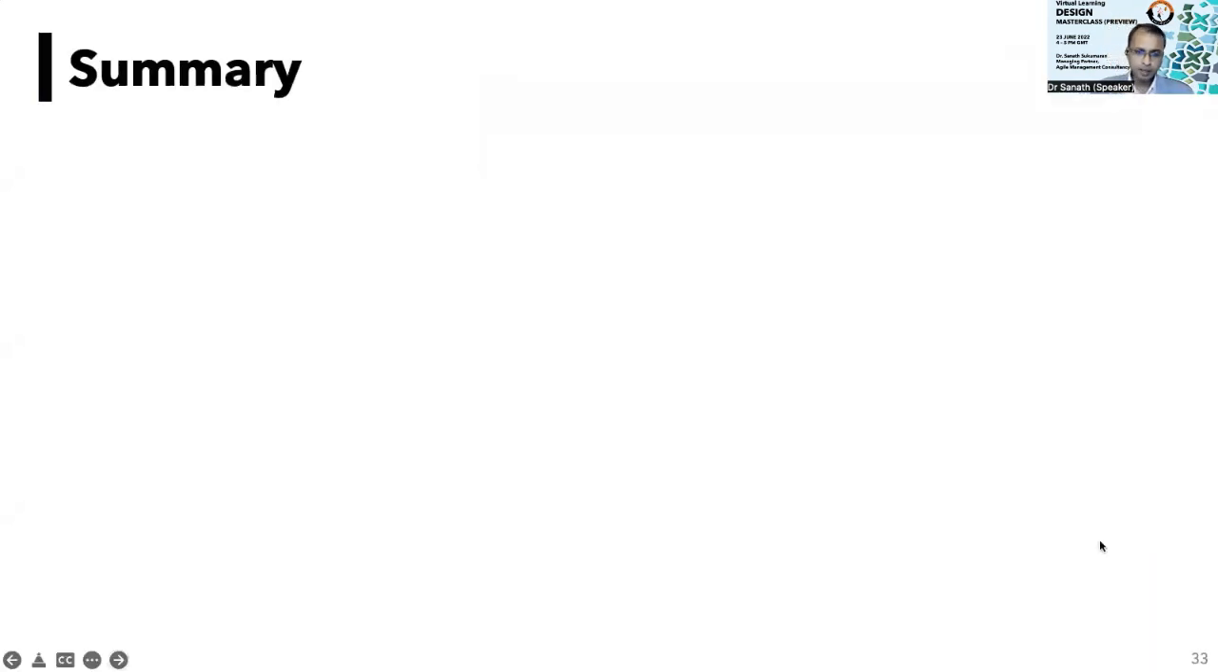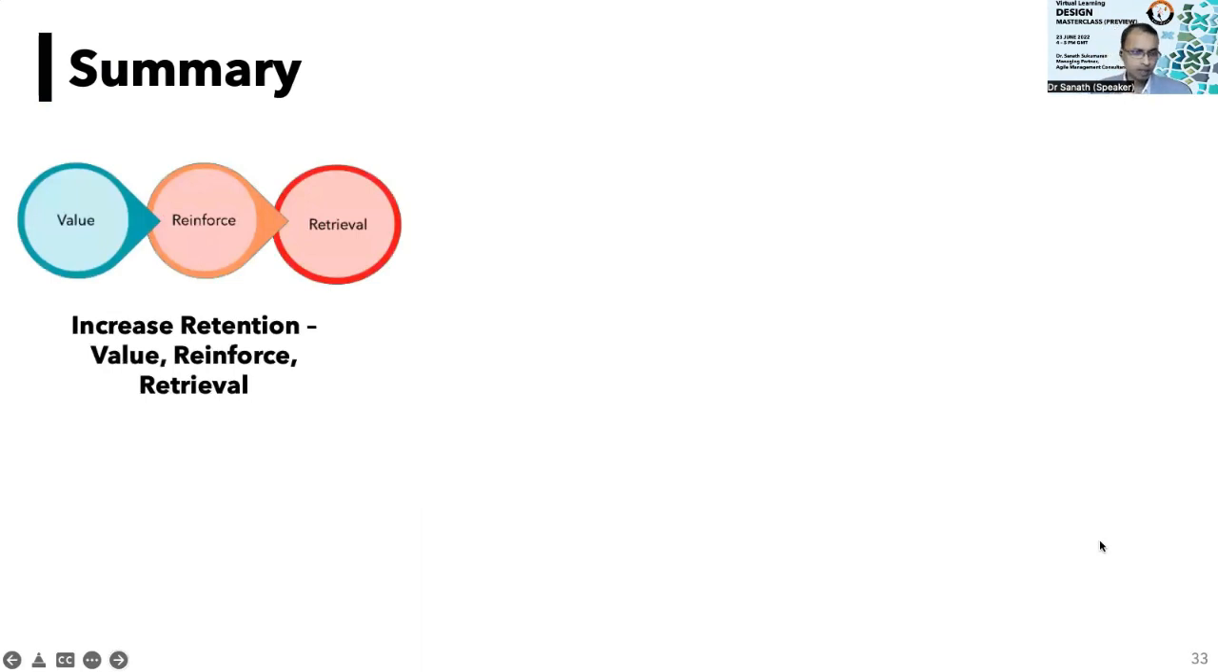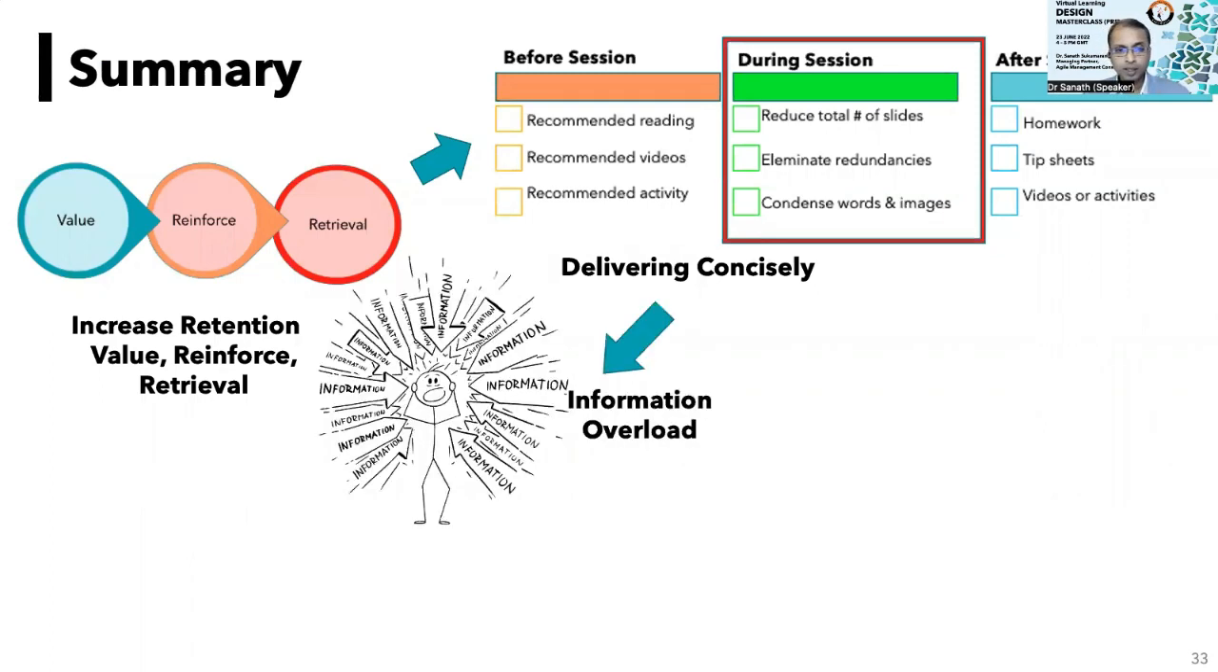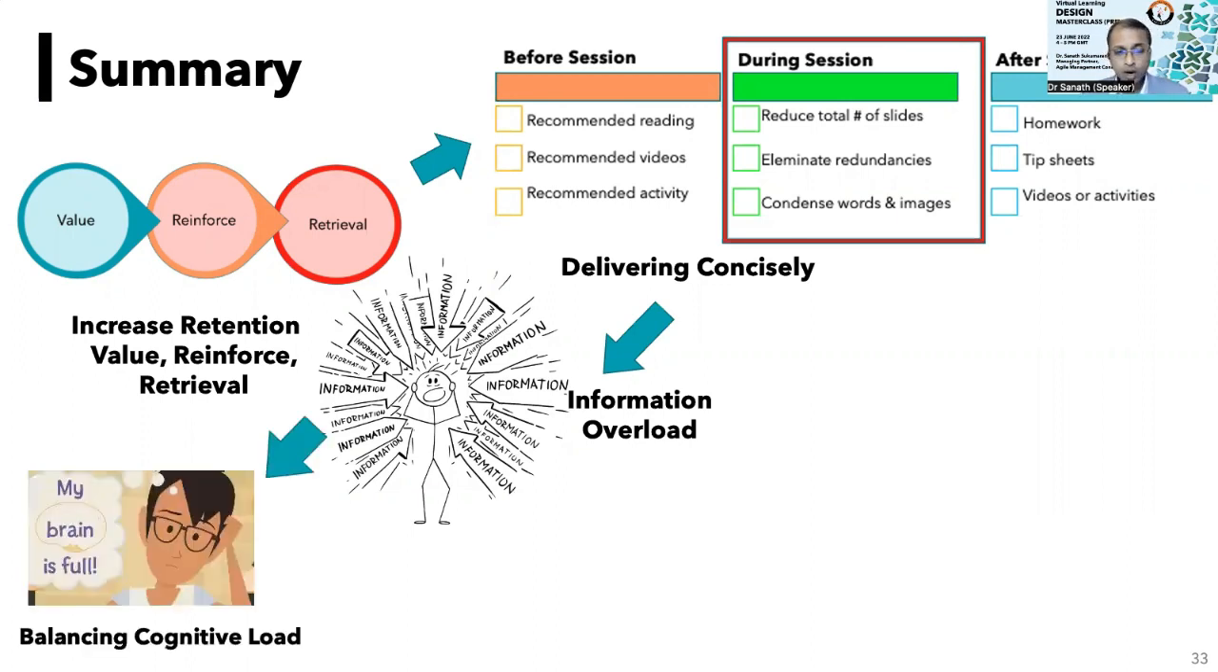So to summarize my session today, I want to start with this idea of increasing retention value through reinforced retrieval. And we talked about delivering concisely, because we do not want to mug everything in one lesson. We want to have the before and after. We also talked about information overload. Our learners are already inundated with so much going on, whether in their personal lives or the distraction from their handphones and devices. We have got to make it easier for them. And how do we balance it?